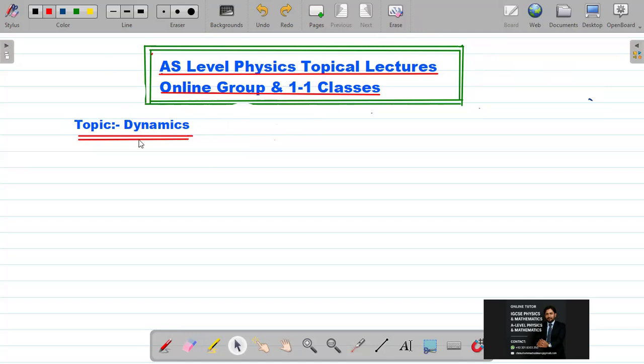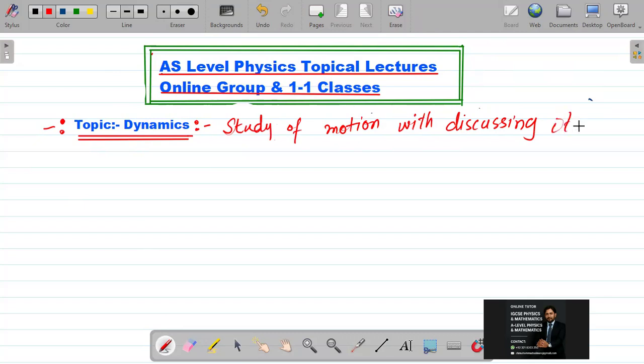Today we are going to start our topic related to dynamics. Dynamics is basically a branch of mechanics in which we study the motion, the study of motion with discussing its cause. Its cause is called dynamics. And if I go towards the basic unit of cause, that is force.